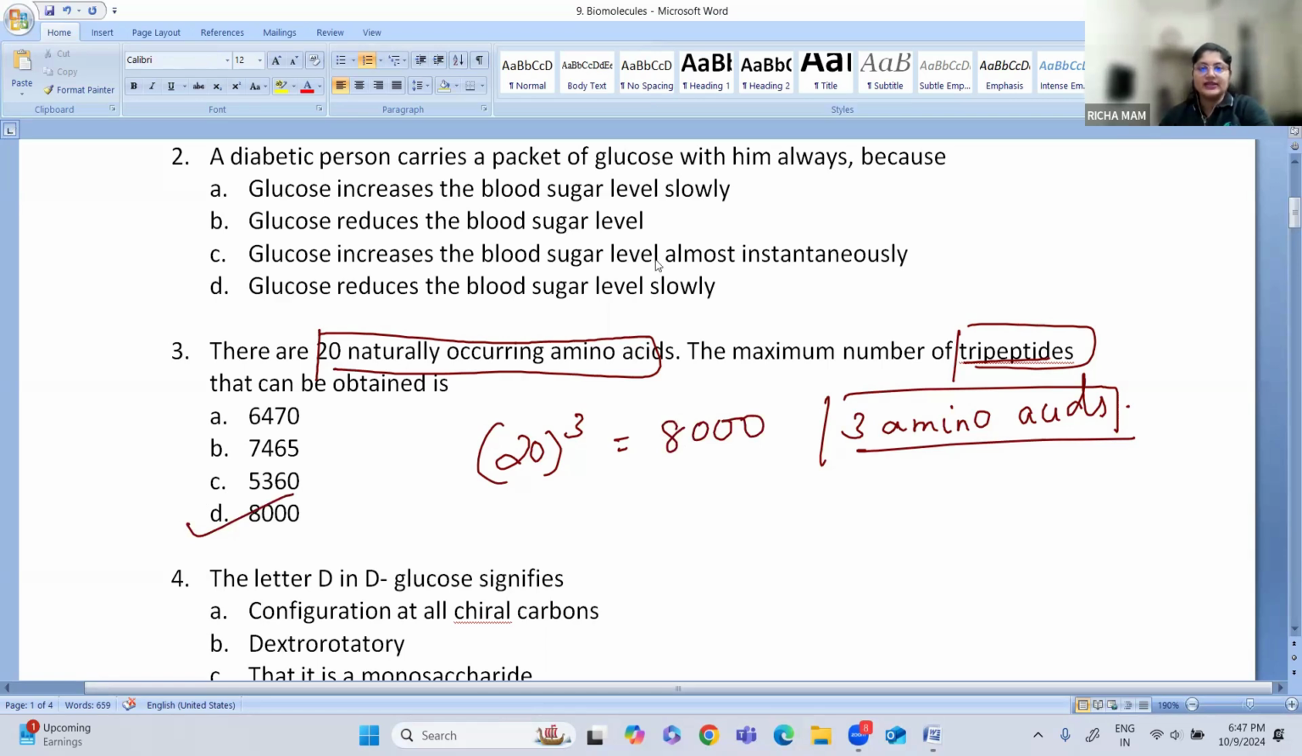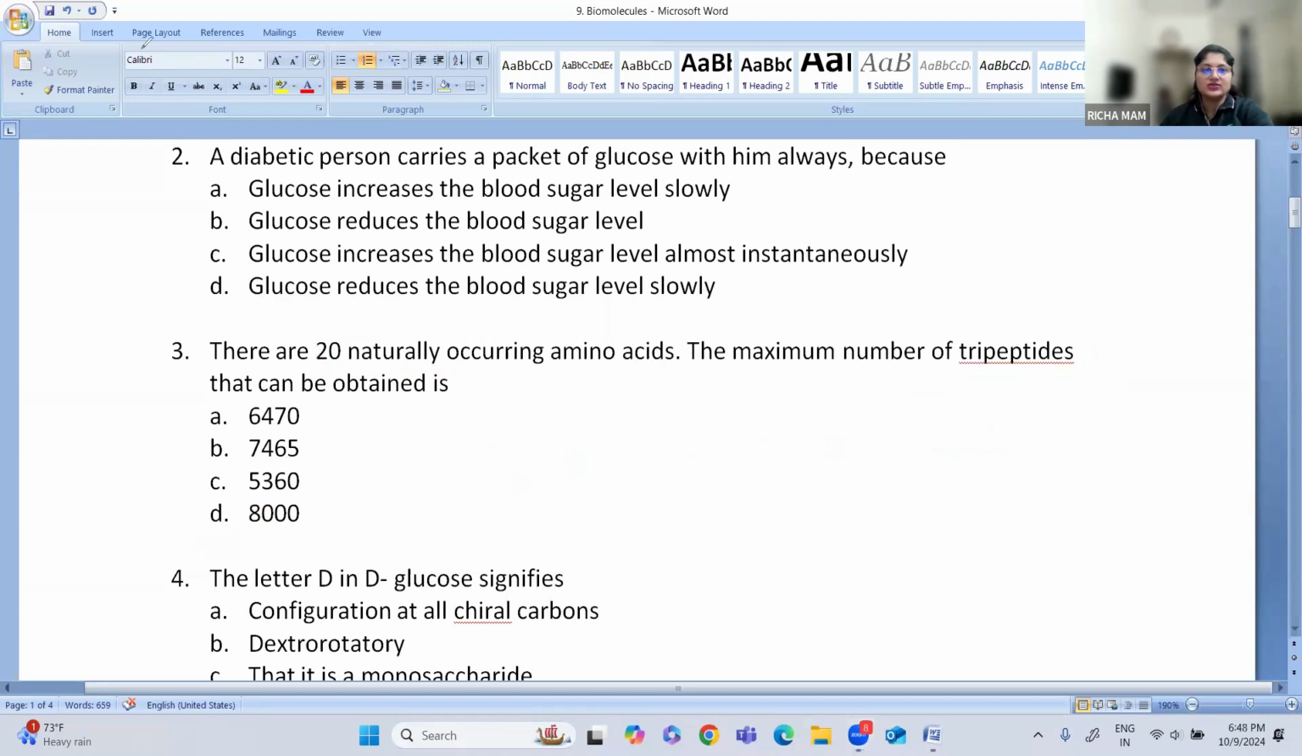So it is option D. Amulya, Sanjeevni, Sri Varuni and Lubna have answered correctly. Very good. When there are 20 naturally occurring amino acids, a tripeptide is made up of 3 amino acids, so 20 raised to 3 is 8,000. Very good. Let us go for the next one.